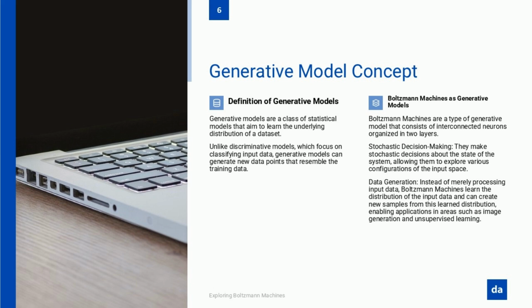A discriminative model looks at data and tries to answer questions like, is this an apple or an orange? A generative model, on the other hand, asks, what does an apple actually look like? And then creates an entirely new apple from scratch. One of the most famous applications of generative models is in deep learning, where they power things like deepfake technology, AI-generated art, and even music composition.